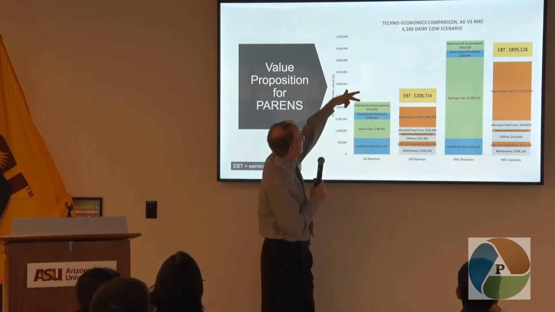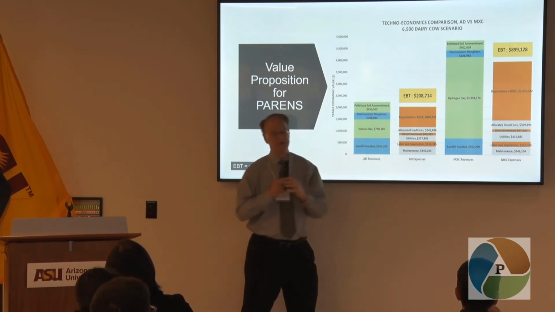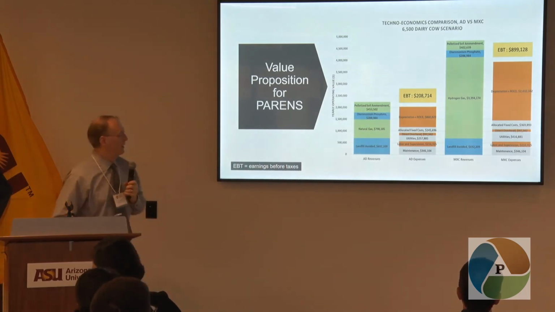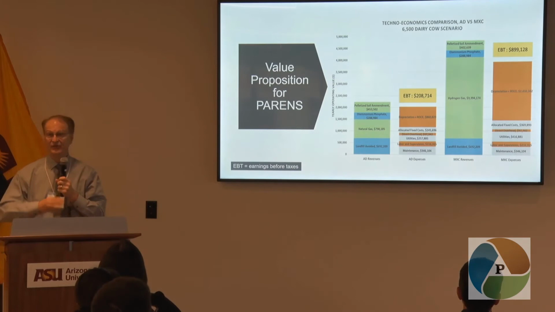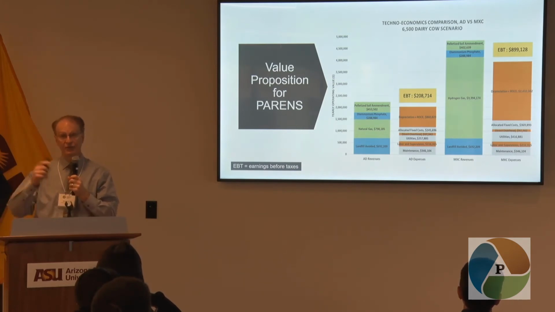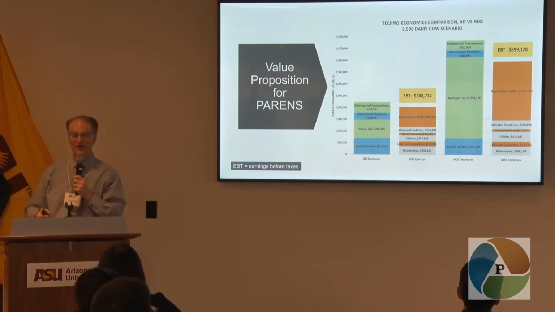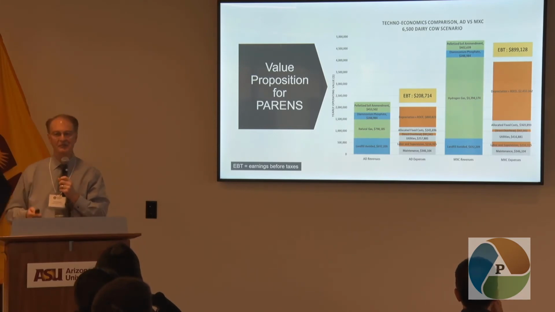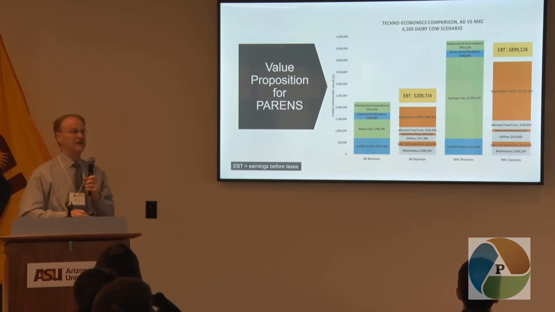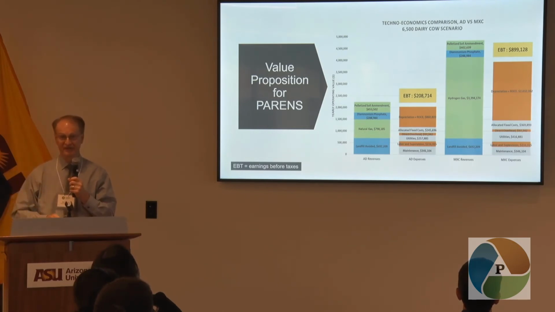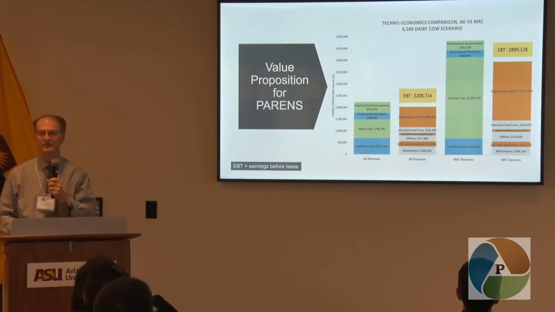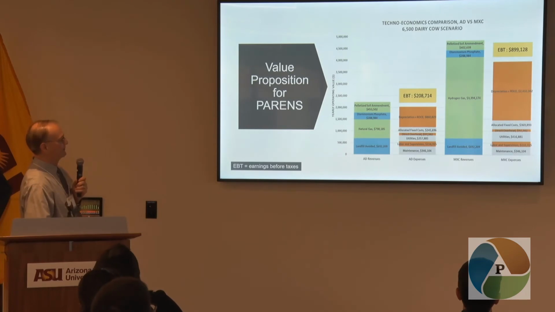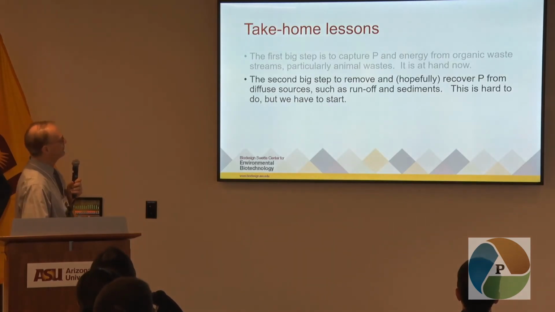Anyway, the point is this bar is bigger than this bar, and so there's a positive earnings before taxes in this system. So we can turn these wastes, particularly agricultural animal waste, into a mild profit center instead of being a huge, huge liability for the environment and economically for the owners of those wastes. So we think that that's quite good. Take-home lesson number two.